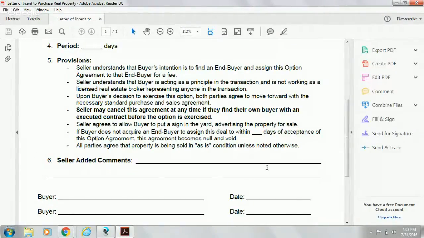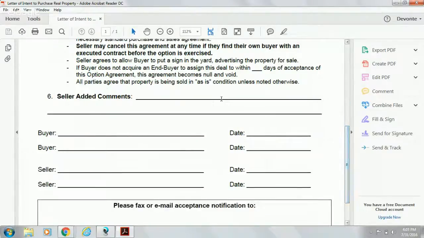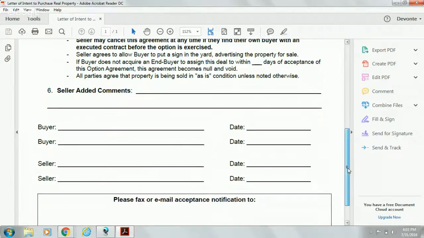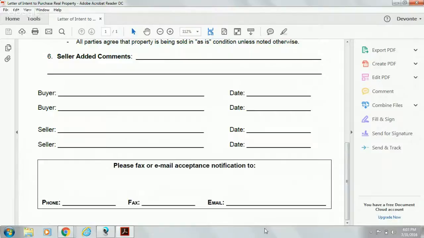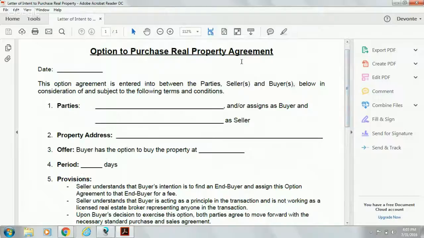And then seller added comments, go ahead and fill that out to whatever your heart's desire. If you feel the need to add anything important, go ahead and add it. And then this is where my name would go, buyer, and then date, obviously. Sign both lines, and then seller, and then date. If I've already contacted you via phone, you have my phone number. You probably already gave me your email. If we need any instantaneous documents, I'll definitely give you a fax number that you can send this to. So that is the option to purchase explained, relatively short and sweet.